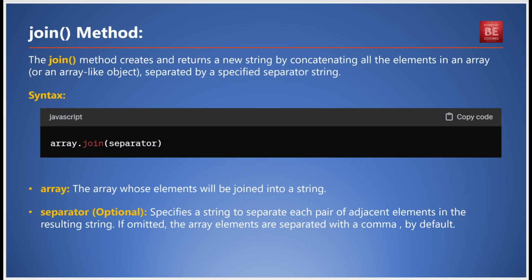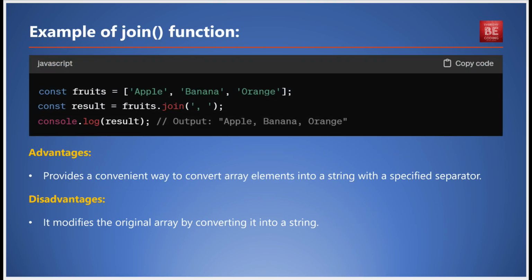First up is the join method. This method creates and returns a new string by concatenating all the elements in an array, separated by a specified separator string. The syntax is simple: array.join(separator). The separator is optional, and if you leave it out, the array elements will be separated with a comma by default. An example of how to use the join method is as follows.